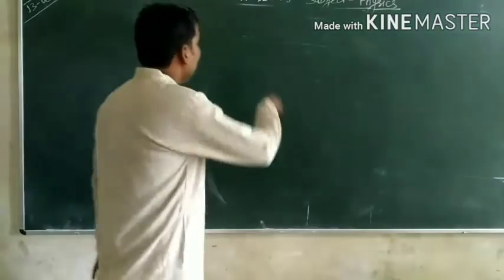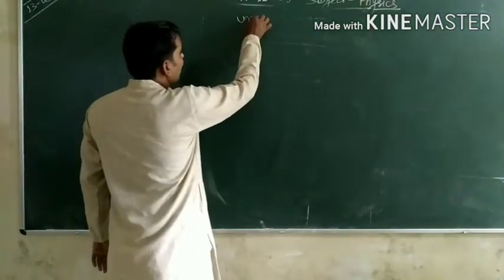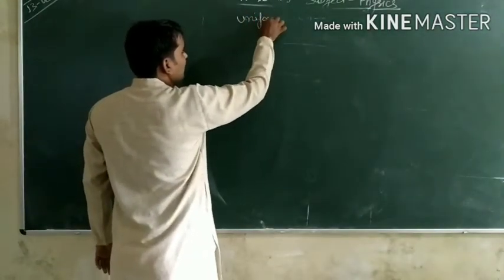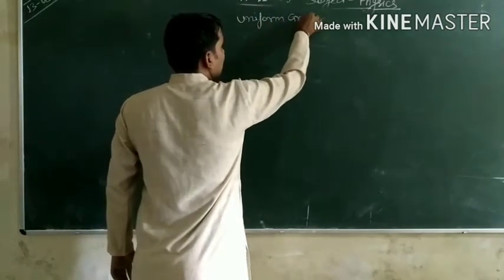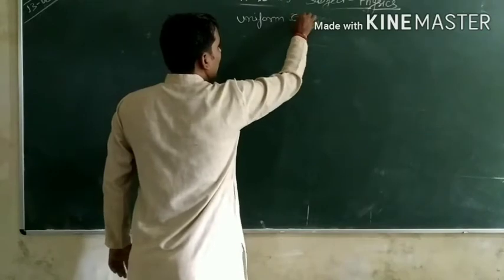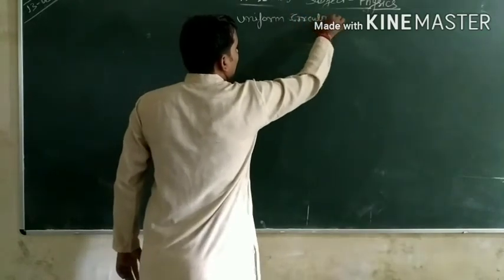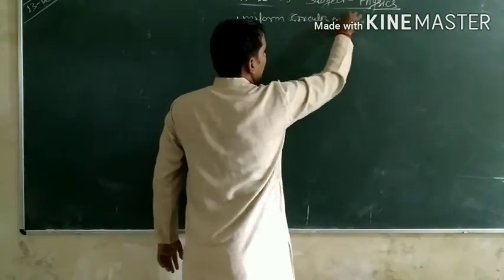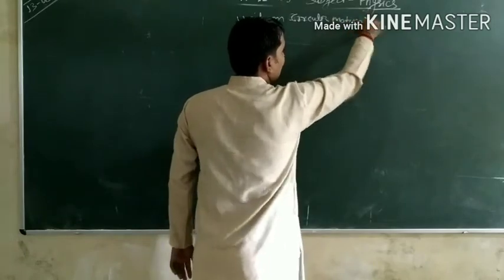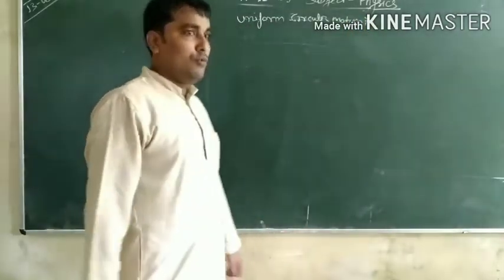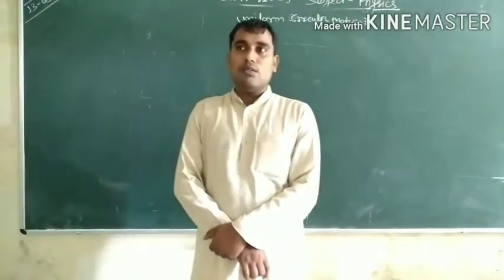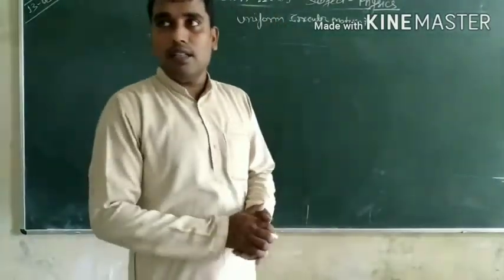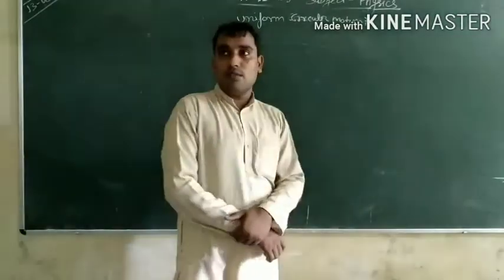Now we study uniform circular motion. When a moving object moves with uniform velocity on a circular path, this motion is known as uniform circular motion.